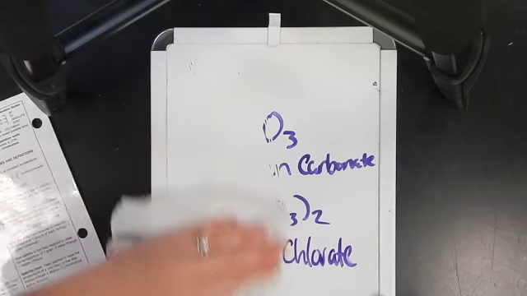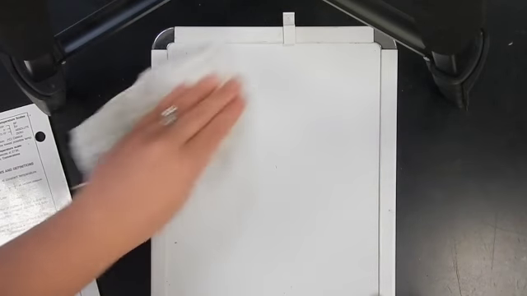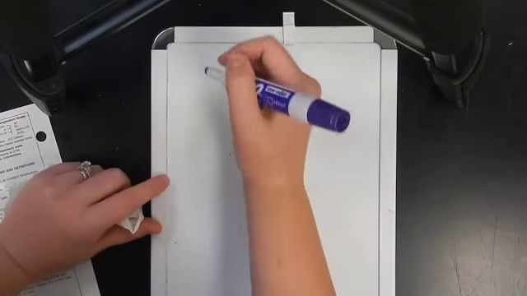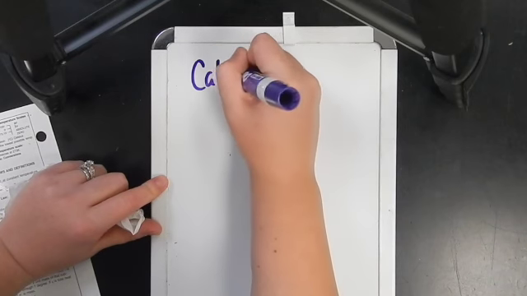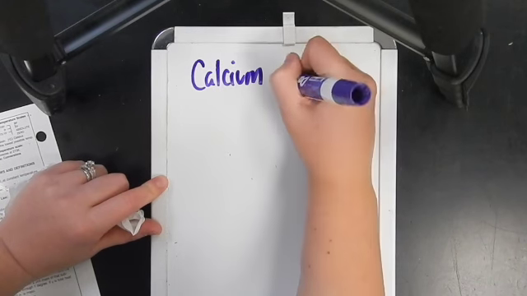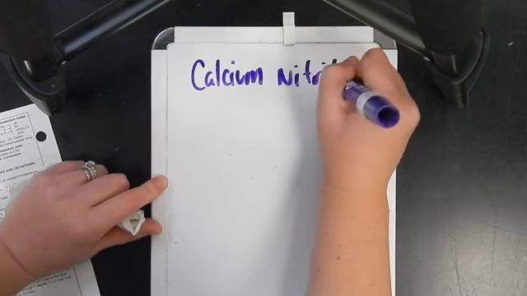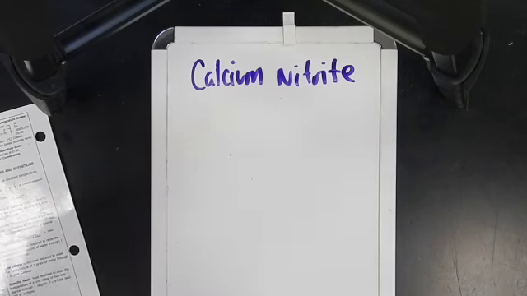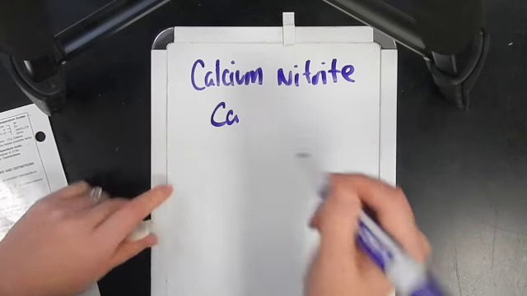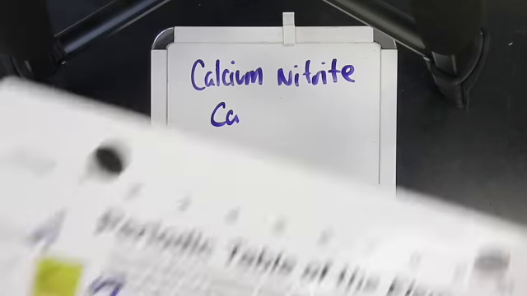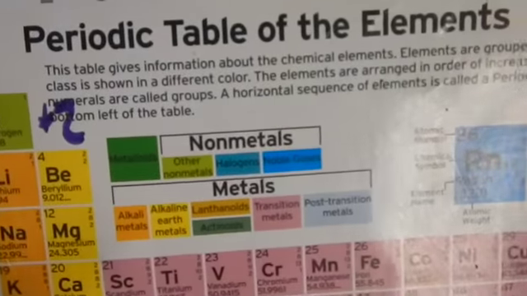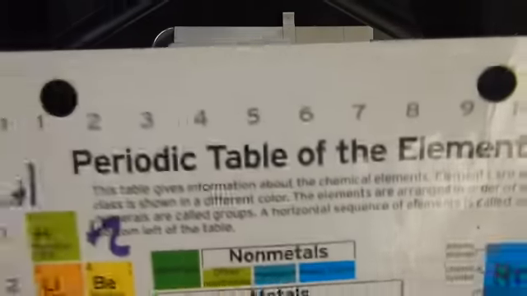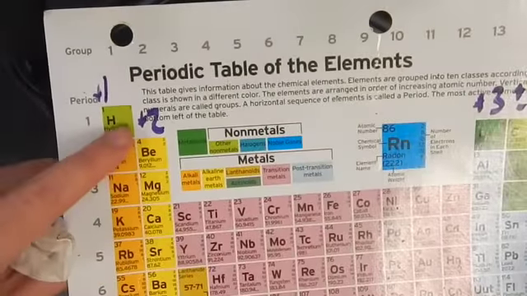All right, so now I'm going to talk about how to go from the name to the compound. So an example for that would be calcium nitrite. Okay, so calcium is just calcium, so it's Ca. We find that on our periodic table. It's right there. So that will be a +2 charge.